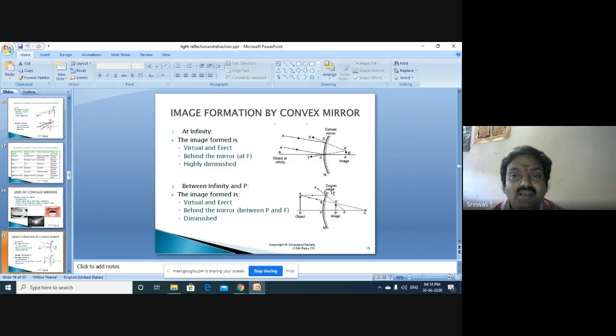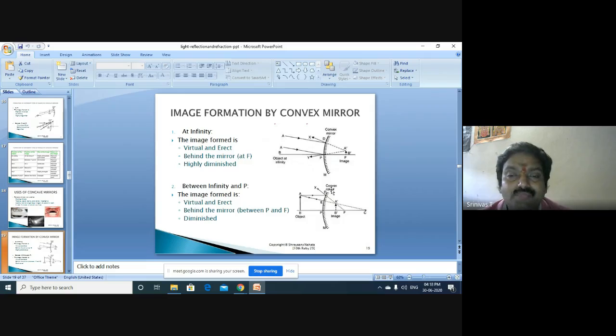Unlike this, convex mirrors are used in street lights. They are used in automobiles, particularly as rear view mirrors. Whatever vehicle comes from behind is to be viewed perfectly by the driver. Therefore, convex mirrors are used there.